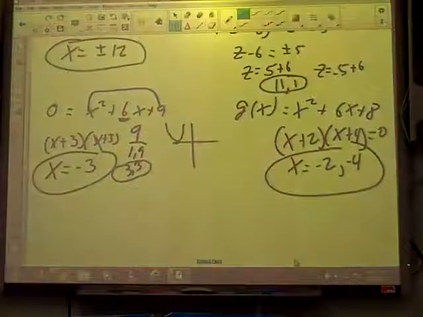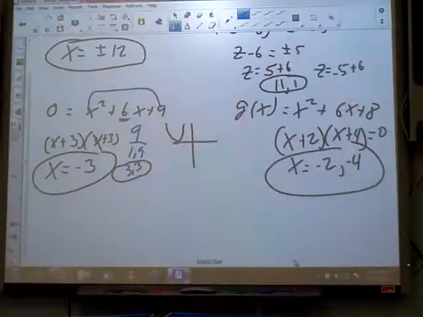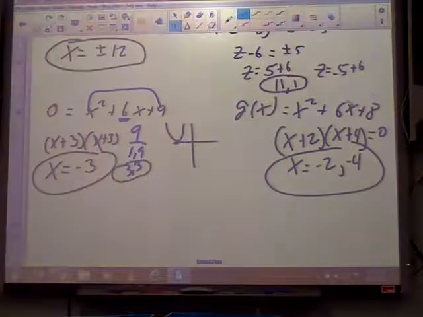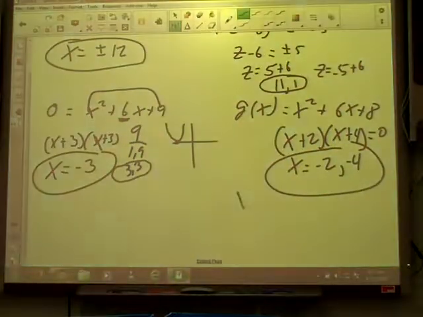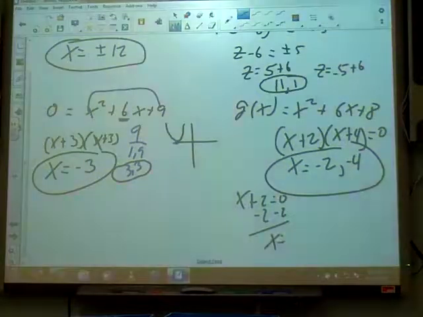Alright, how do you feel on that? Explain how you got the negative 2 and negative 4. When I take these factors, I set them equal to 0 and solve. So x plus 2 equals 0, so you subtract it. Yes. Alright, I got you now.